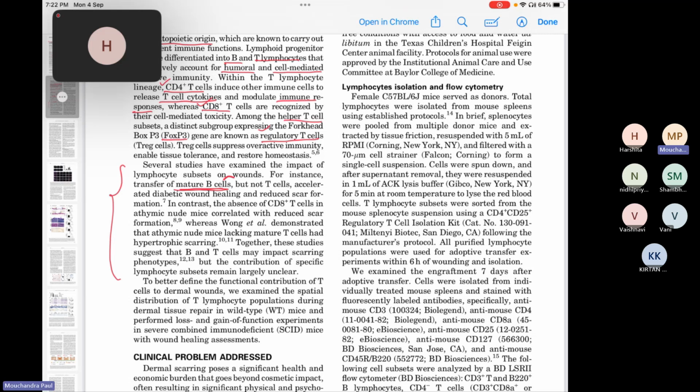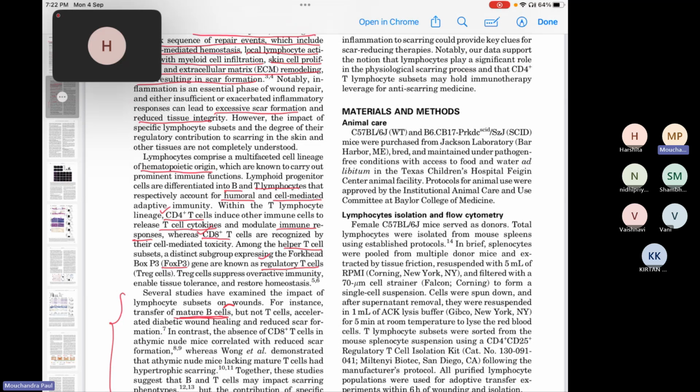So this type of paper or research article is where they are trying to understand the underlying processes, what is happening, what is going on.